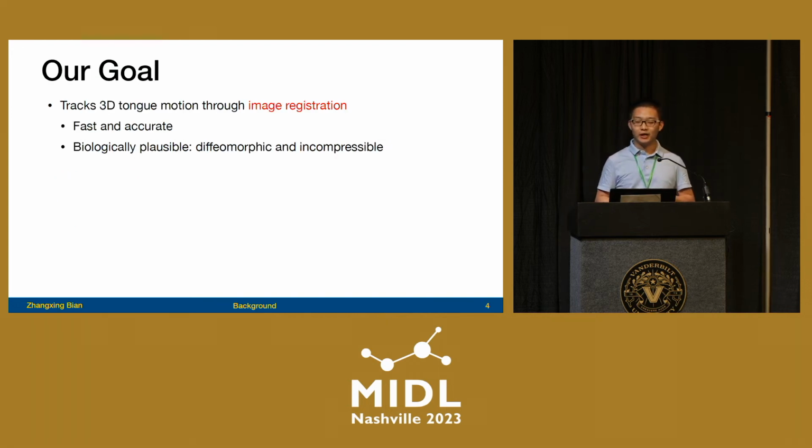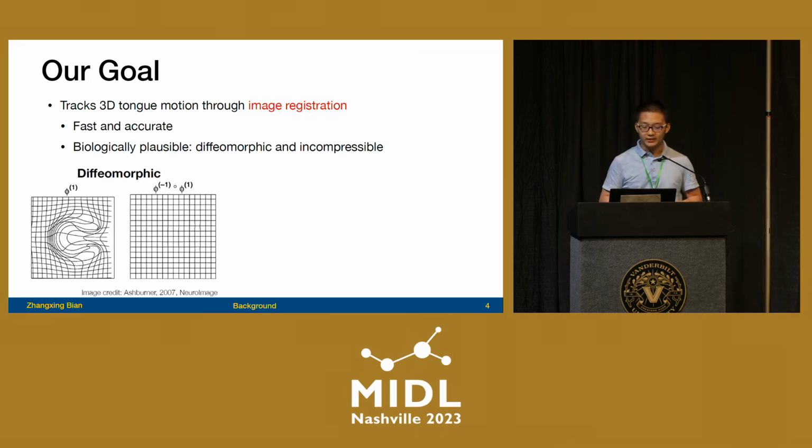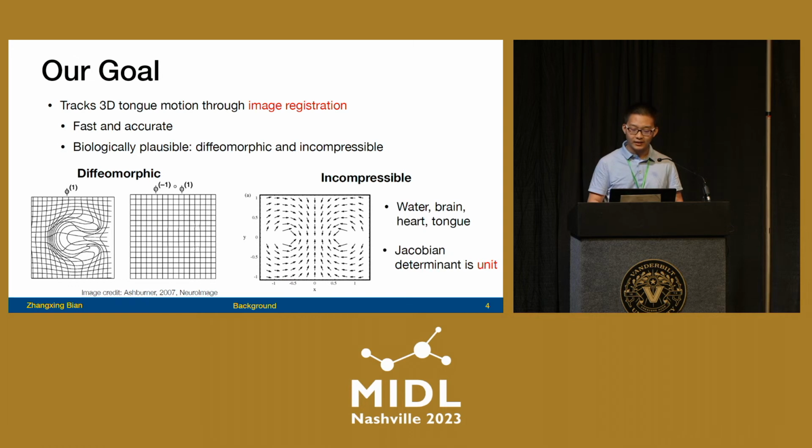So in this work, our goal is to track the 3D tongue motion through the image registration framework. We expect it to be fast and accurate, but the estimated motion should also be biologically plausible. By that, I mean it needs to be both diffeomorphic and incompressible. Diffeomorphic means that, given the transformation field, we can find an invertible transformation, so when we compose those, we end up with the identity transformation.